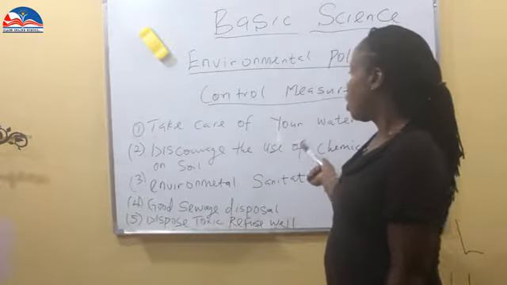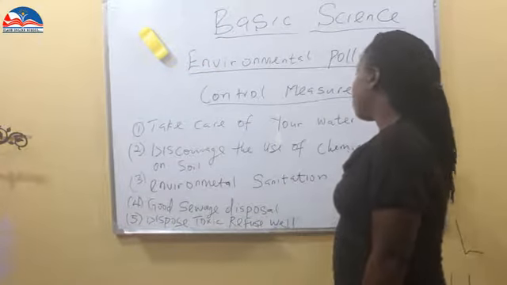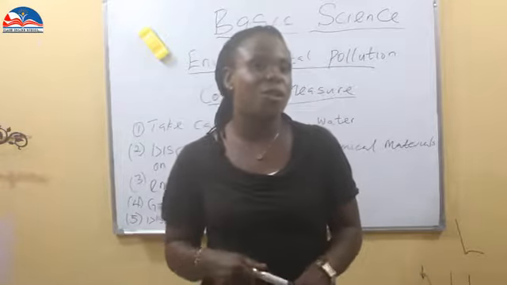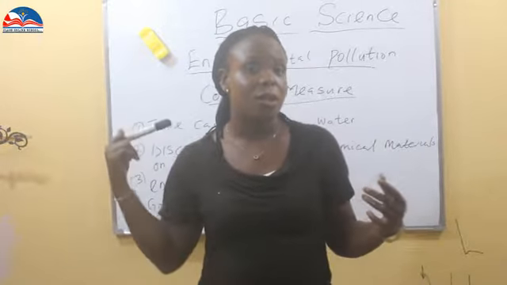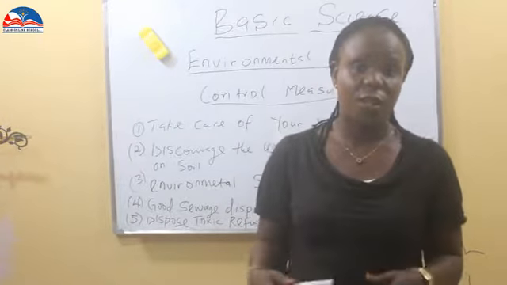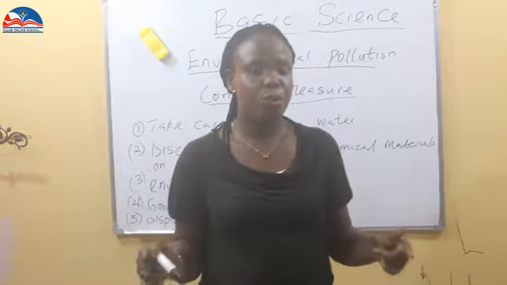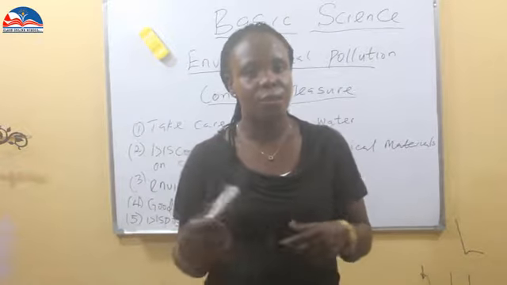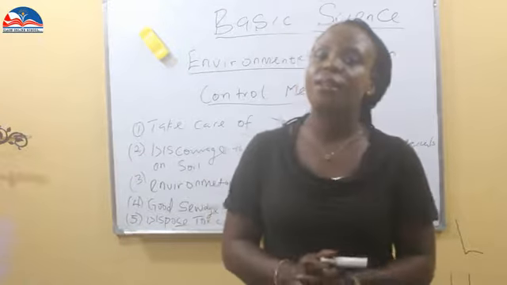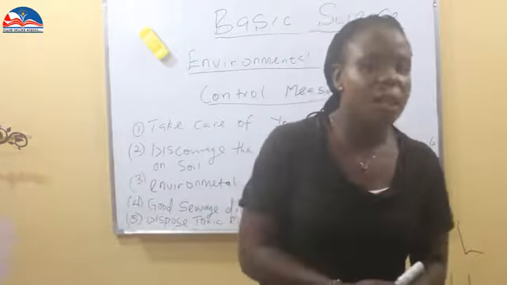Then number two, I want to talk about this. Discourage the use of chemical materials on soil. Agriculture has been made so easy that we have different chemicals that we use in processing our farm produce, or should I say in taking care of the process before it gets to harvesting. The use of herbicides, pesticides, fertilizers, and the rest of them.